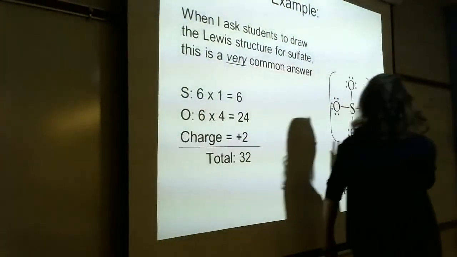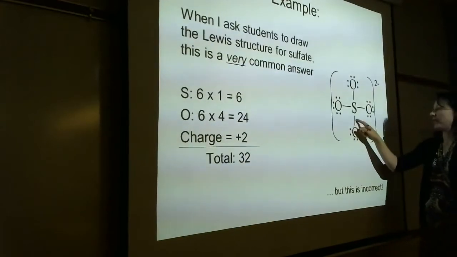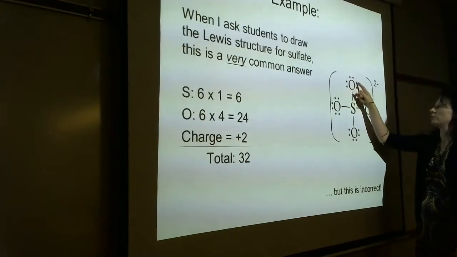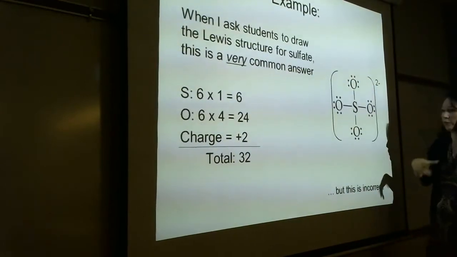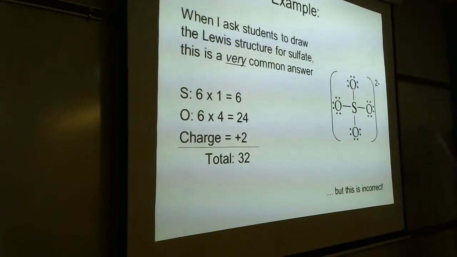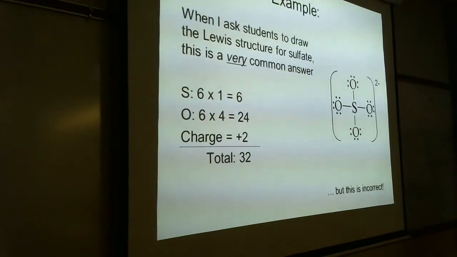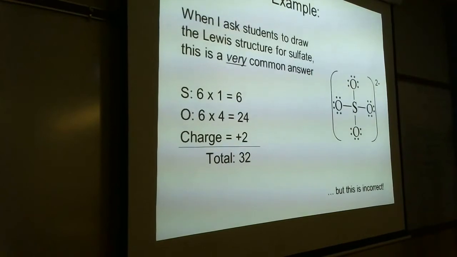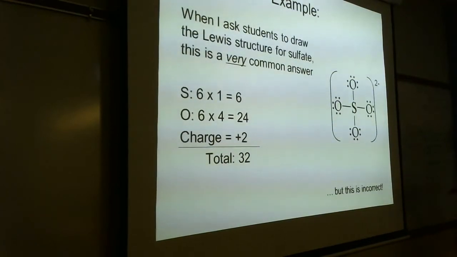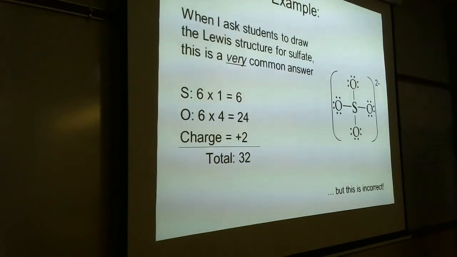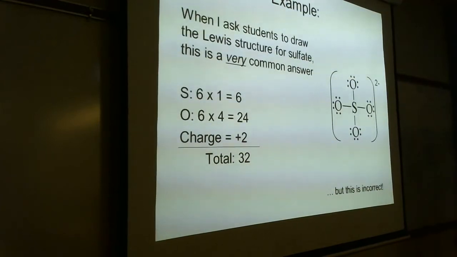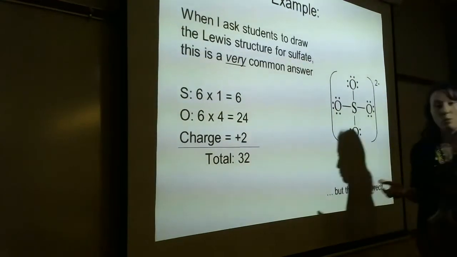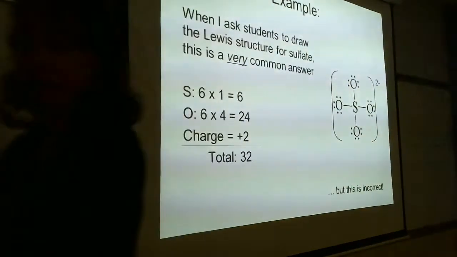Now, if you're just looking at this, 2, 4, 6, 8, 10, 12, 14, 16, 18, 20, 22, 24, 26, 28, 30, 32. If you're just looking at that as an uninformed person going, okay, there are 32 valence electrons, nothing's weird looking. If you don't know anything about formal charge, you jot this down and move on. But let's look at our formal charges and see why this is not the correct answer.